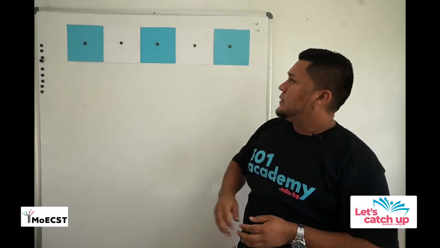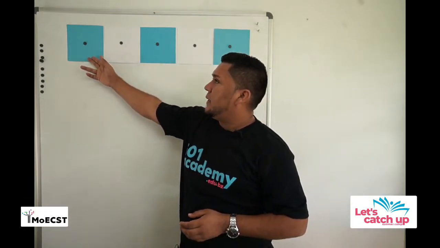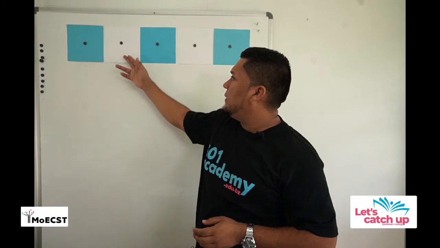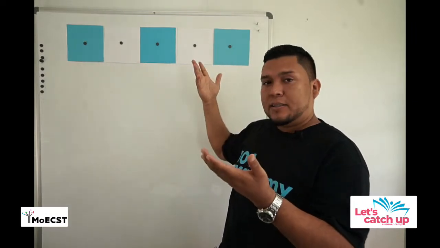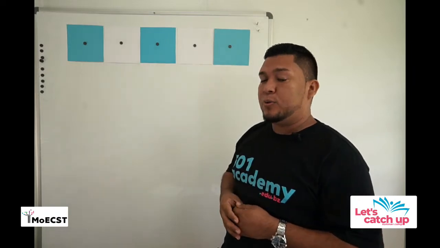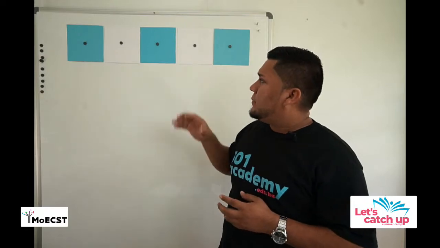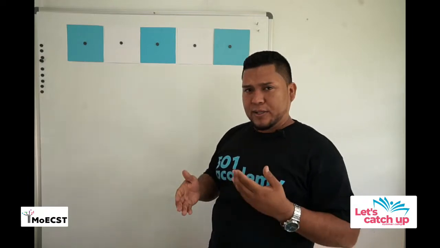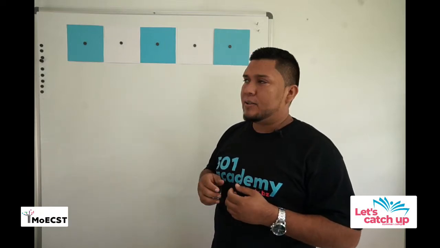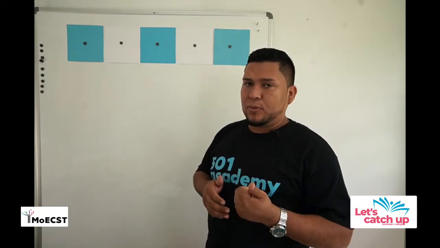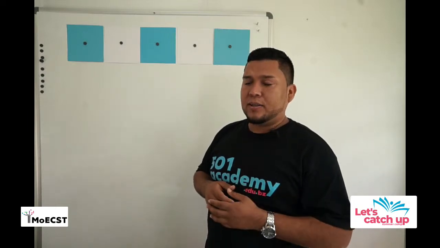So we have a pattern being shown here. The pattern is blue, white, blue, and then the other color that would continue would be a white tile. So these tiles have been arranged in a sequence according to a rule. The rule is one blue followed by one white, another blue followed by another white.